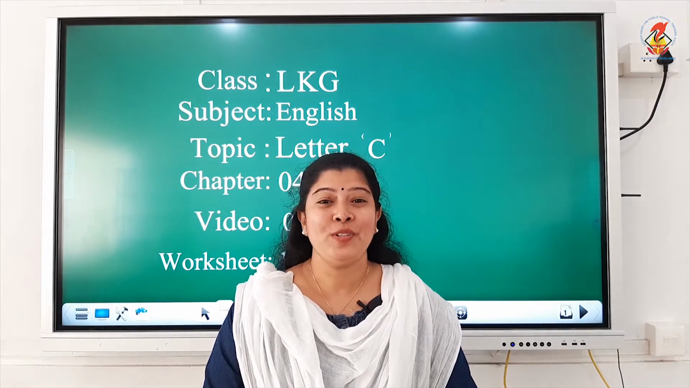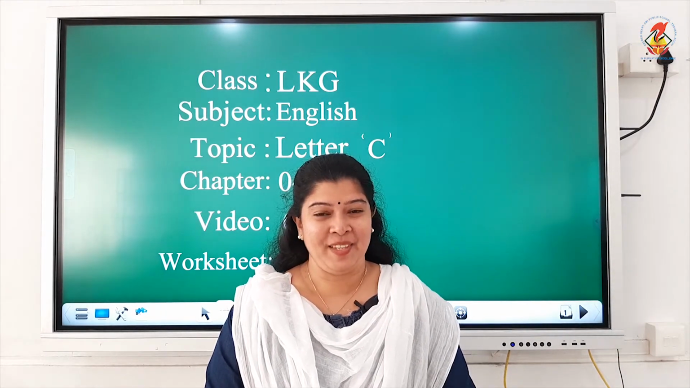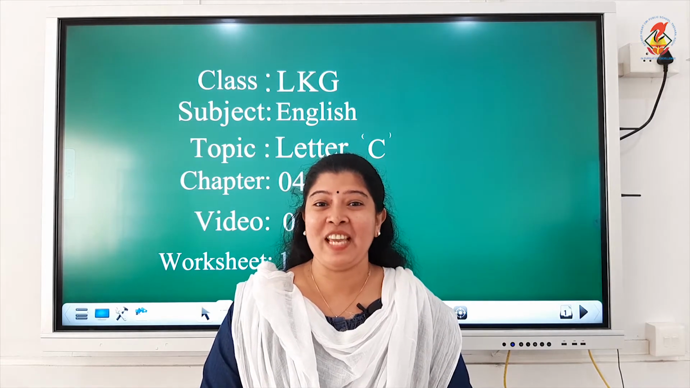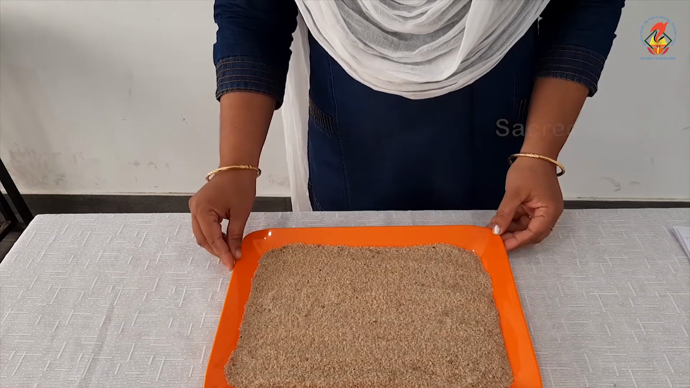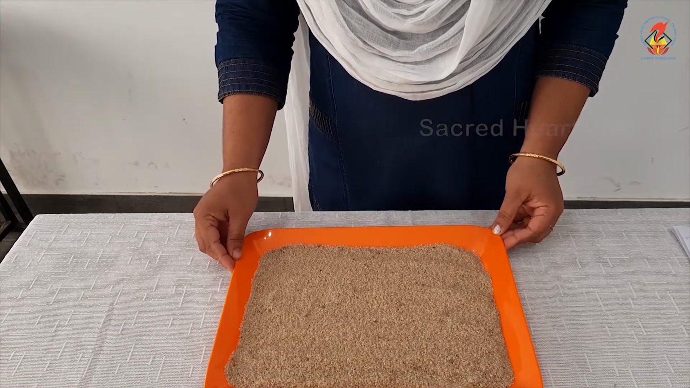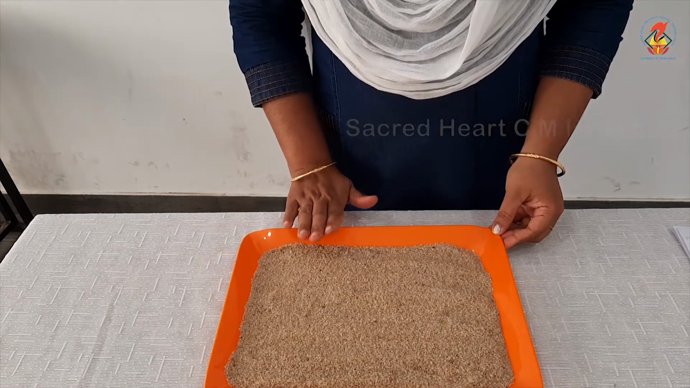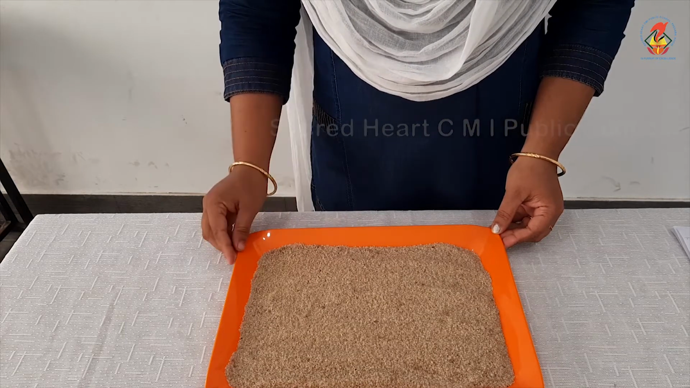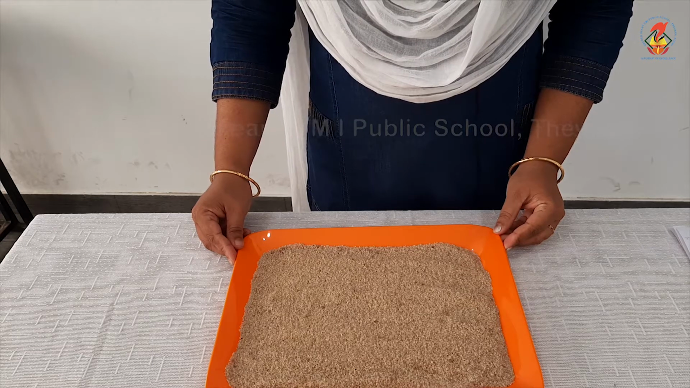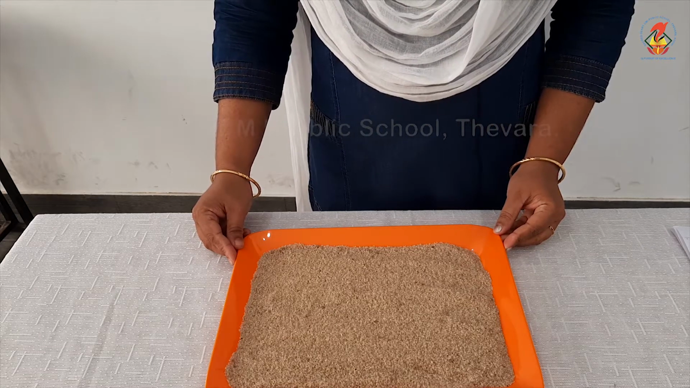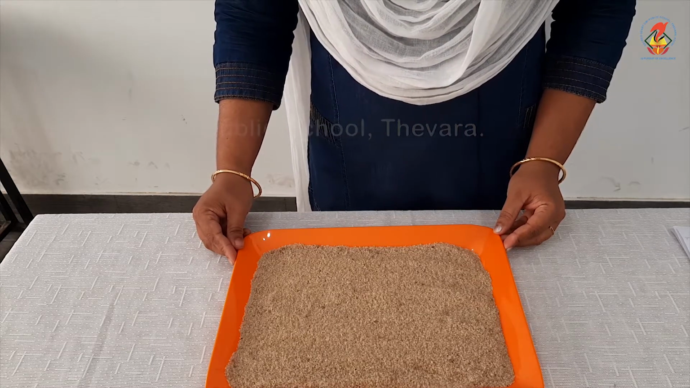Now we are going to write letter C. To get the formation, we can practice as follows. For that, we need a tray and put some sand or rice in it. Children, you have already learned how to draw forward curve. Letter C is like forward curve.